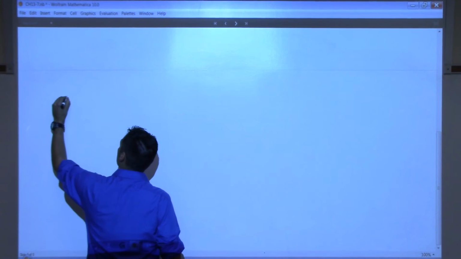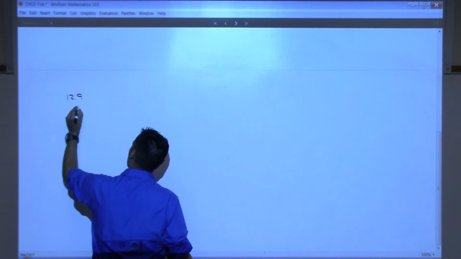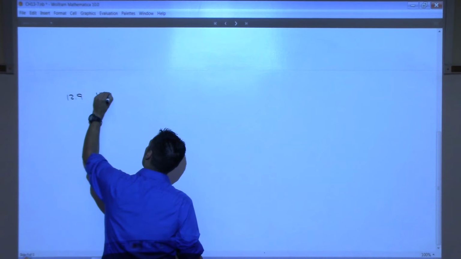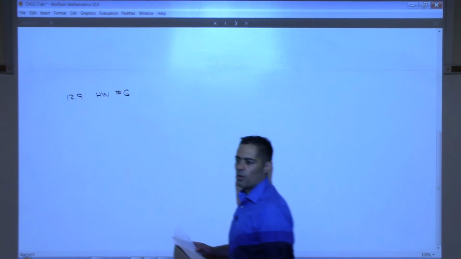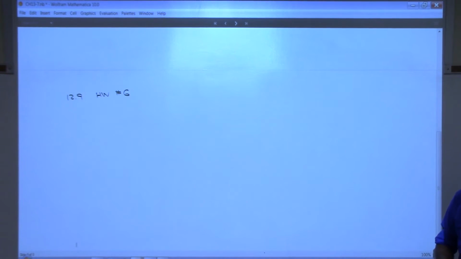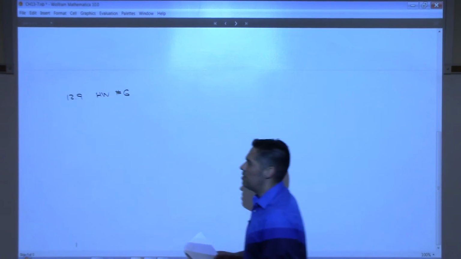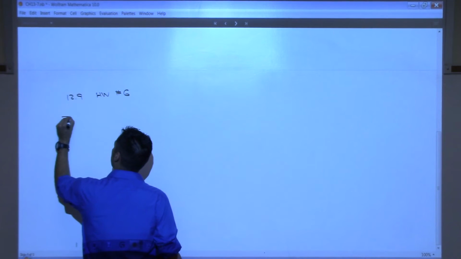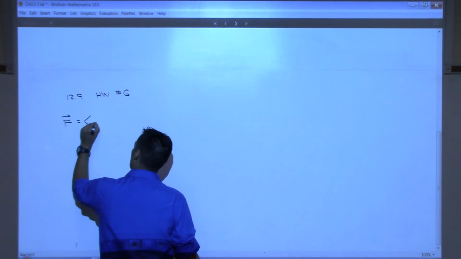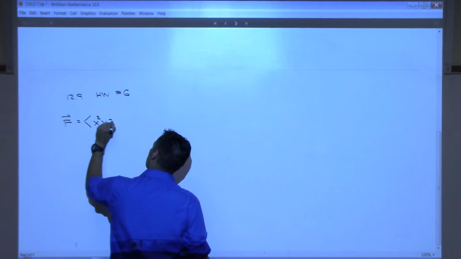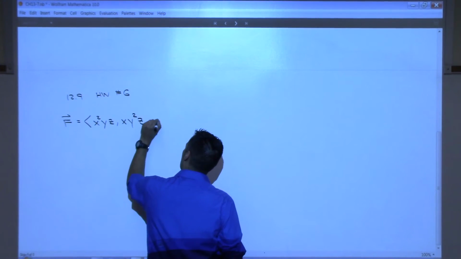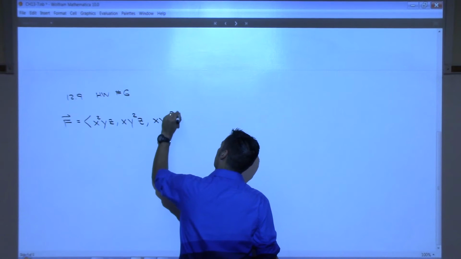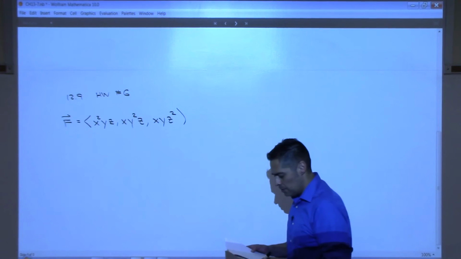All right, just so you know, this is from 12.9. This is out of the homework. This is number 6. Actually, I did assign this for homework, but I'm going to do number 6. So here's what it says. Here's a vector field: x squared yz, x y squared z, x y z squared. All right, that's your vector field.